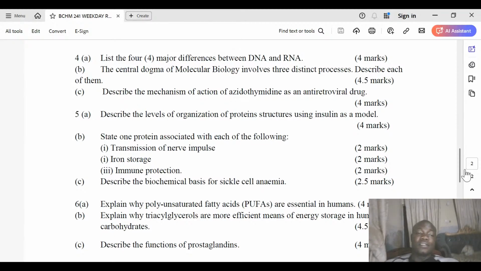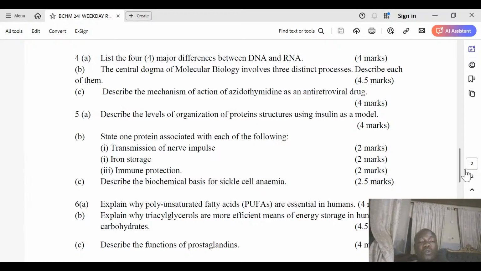Then question 6A. Explain why polyunsaturated fatty acids are essential in humans. They are essential in humans because we don't have the enzymes that can synthesize polyunsaturated fatty acids. So examples of this polyunsaturated fatty acid, we have omega-6 fatty acid, we have omega-3 fatty acid.